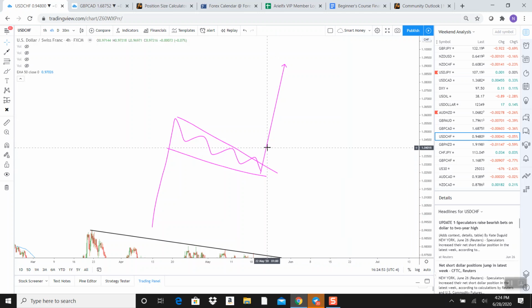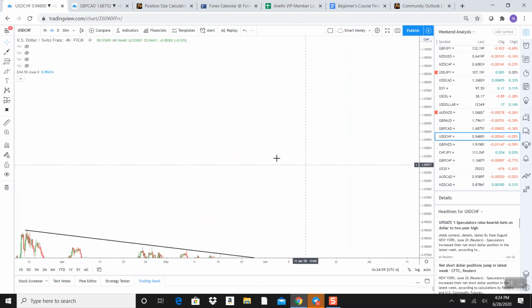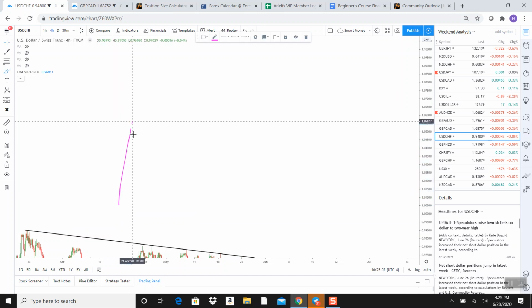Now, the next pattern I'm going to go over with you guys is called a rising wedge or a falling wedge. And actually, I'll just do a bear flag really quick. This is a bear flag. So we first had the bull flag, which was this.